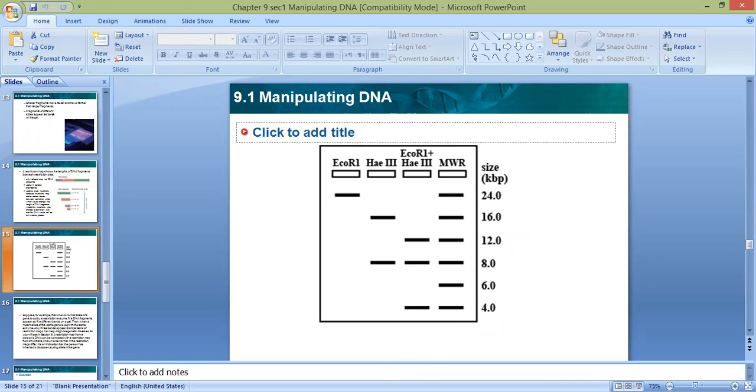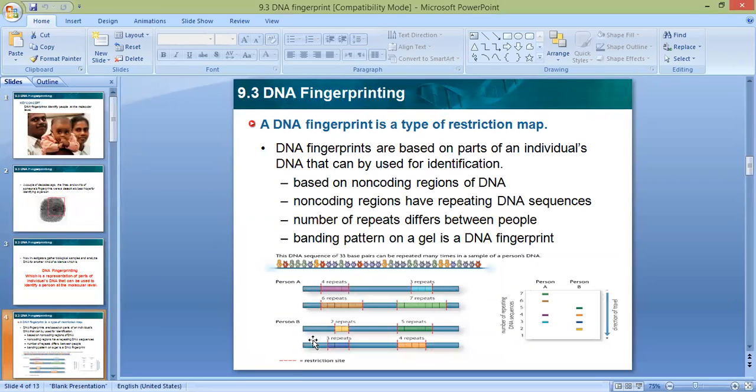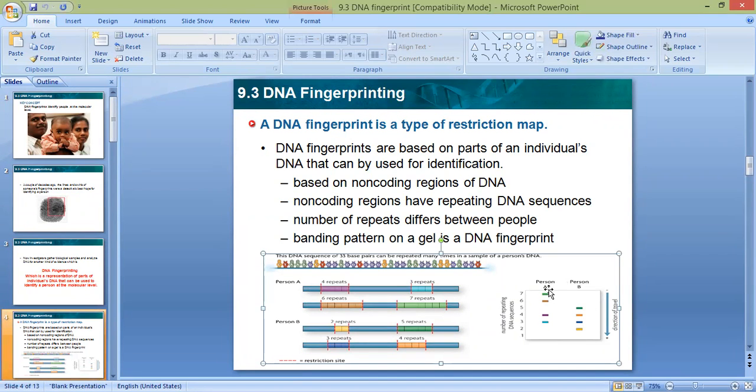Today we are going to talk about a type of this restriction map, which is DNA fingerprinting. We have many types of restriction maps. One type is DNA fingerprinting. The same thing happens here: they take the sample, cut it with restriction enzyme, then separate it by gel electrophoresis, and bands appear on the gel, like this. Person A and person B each give bands, and they compare them with each other. So fingerprinting is a type of restriction map.